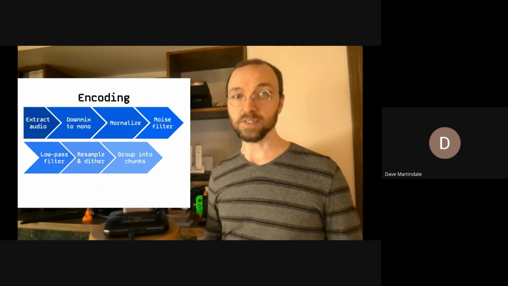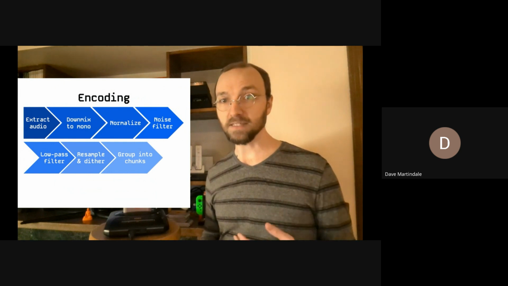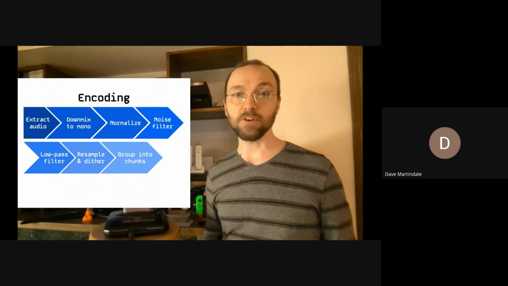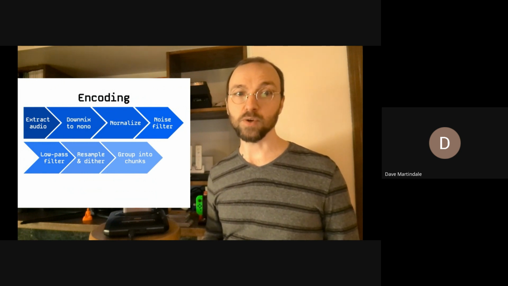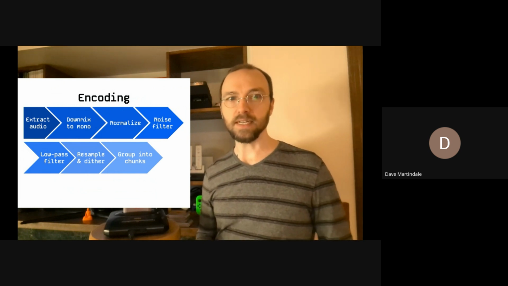Audio encoding also starts with FFmpeg to extract audio samples. Then FFmpeg downmixes it to mono, normalizes the volume, and filters out any frequencies below a certain volume threshold as noise. Experimentally, this just helped with certain source content.